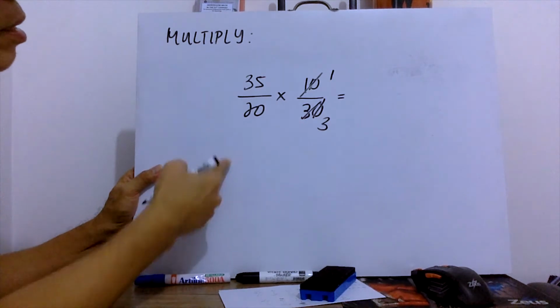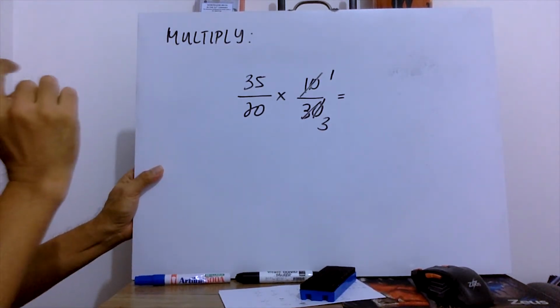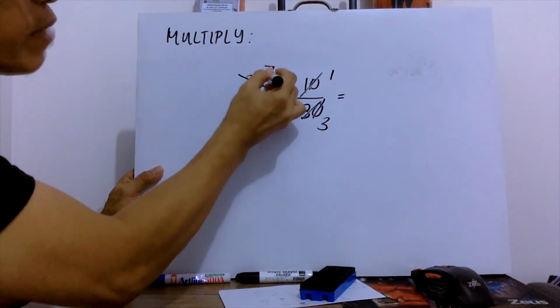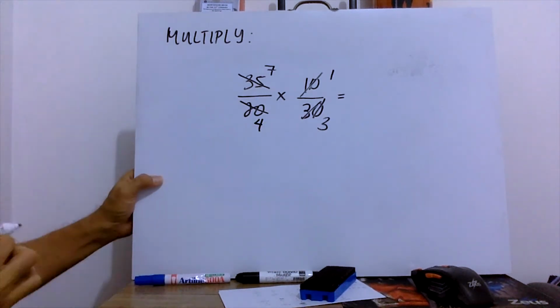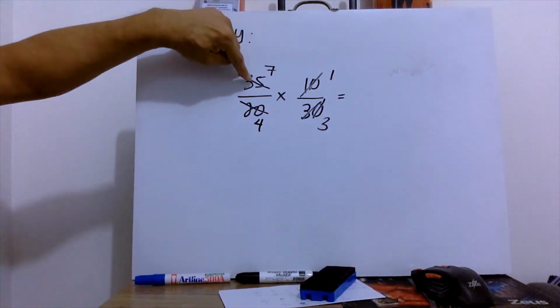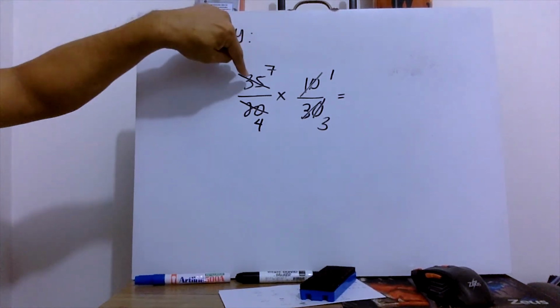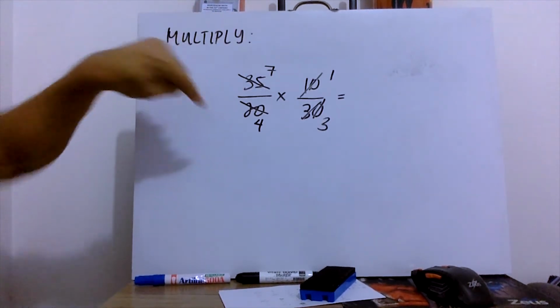Now, what do we do here? They're both divisible by 5, right? So 35 divided by 5, that's 7. And 20 divided by 5, that's 4. Well, look at that, so easy. Huh? So 35 divided by 5 is 7. 20 divided by 5 is 4.